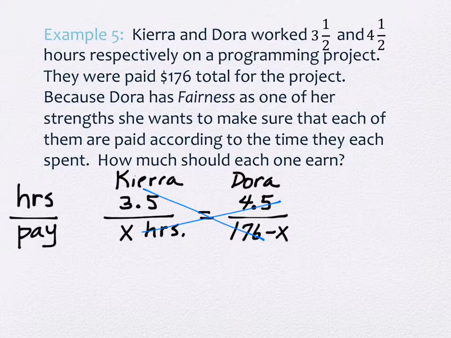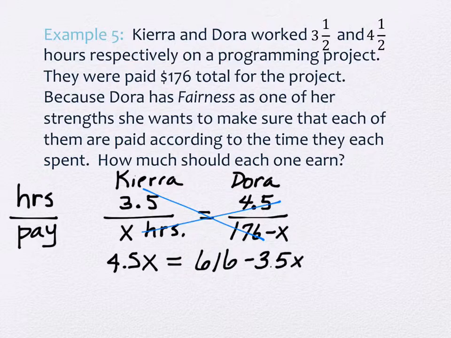All right, so one of my diagonals is going to be the 4.5x. What do I have to be aware of happening on my other diagonal? There's multiplication with distribution, right? So we need to take the 3.5 times the 176. What's that? 616? Is that good? Okay. And then I also have to do the 3.5 times the negative x. So I have negative 3.5x.